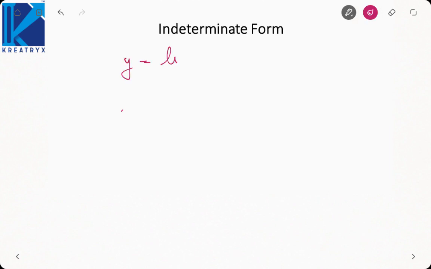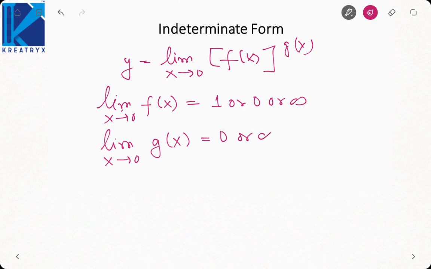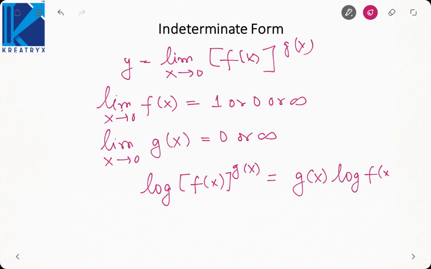Y is equal to limit x tending to 0 of f(x) raised to the power g(x), where the limit of f(x) as x tends to 0 can be 1 or 0 or infinity, and the limit of g(x) as x tends to 0 will be 0 or infinity. In that case, what you do is you take the log. So log of f(x) raised to the power g(x) would be g(x) log of f(x).